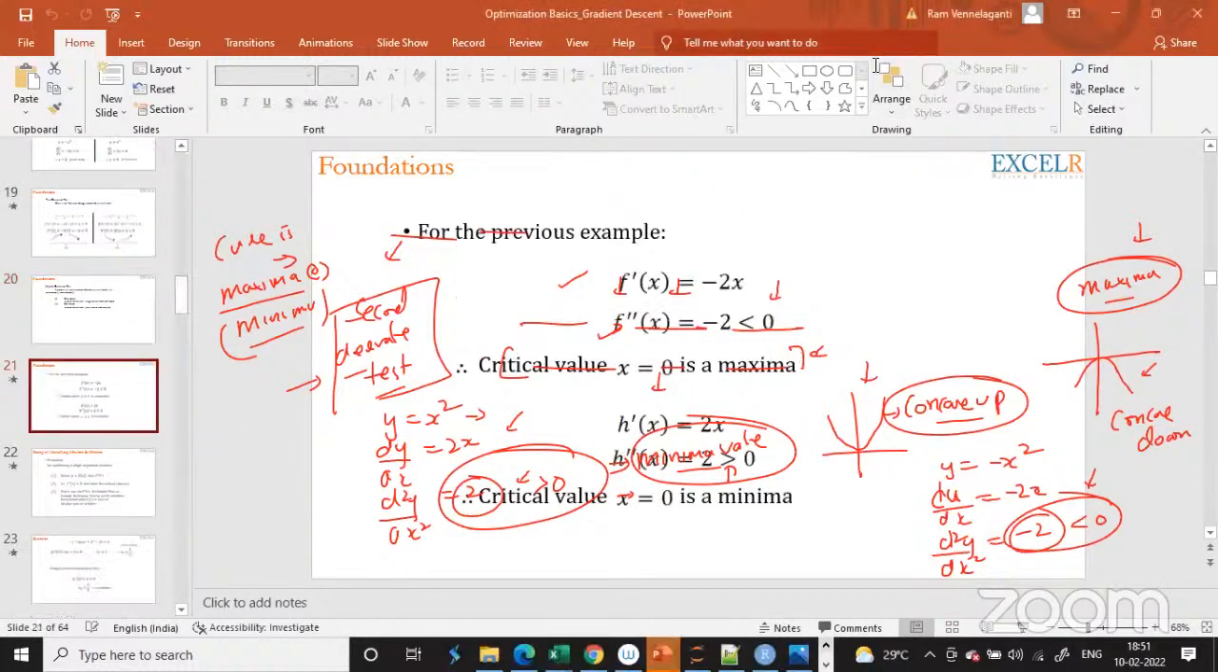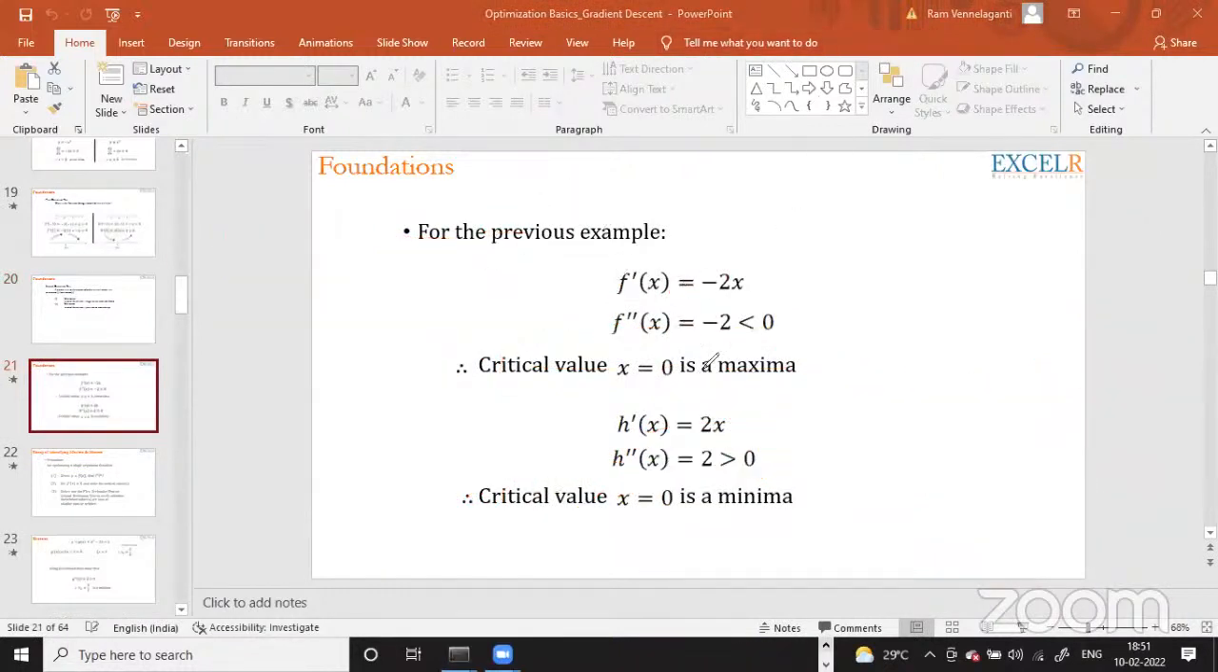Same concept. You can see them on our slides. So take the second differential. If your second differential is less than 0, you can say the curve is going to have a maxima value. And if your second differential is positive, you can say the curve is going to have a minima value.